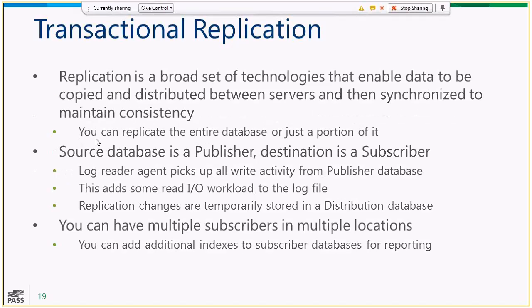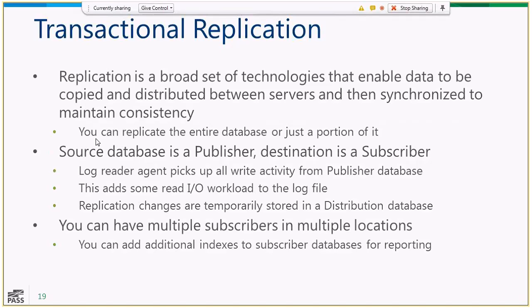So transactional replication. That just gives you a way of taking data on your publisher database and having multiple copies on subscriber databases. And if you want to, you can replicate the entire database or just individual tables or even portions of individual tables. And the source database is your publisher and the destination is the subscriber. And transactional replication uses a log reader agent that picks up all the write activity from the publisher. And so that's going to add a little bit more read IO workload to the log file.